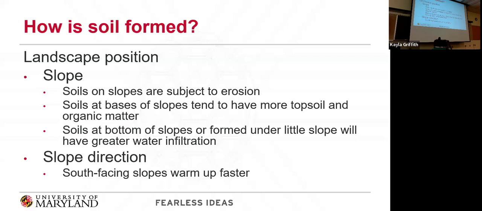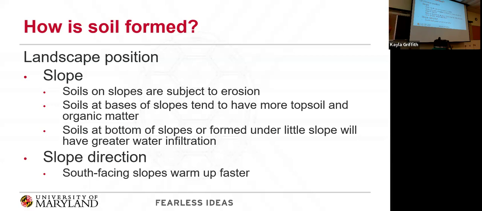Landscape, so some of you are out in Western Maryland, you're on mountains, the top of the mountain, top of the slopes, we can have a lot of erosion, which then leaches all this material down to the bottom. So soils that are at the base of slopes have more topsoil, more organic matter.